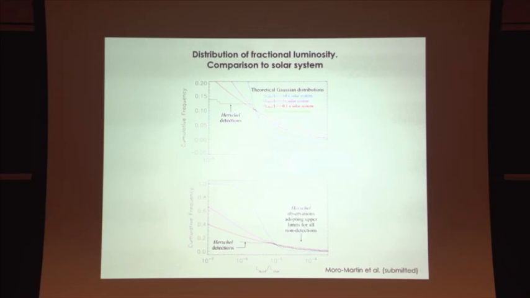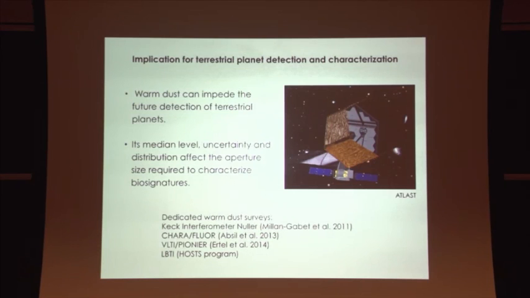The last point that I wanted to make is that this is interesting in the context of the search for planet detection and characterization, because warm dust is a contaminant. It doesn't allow you to detect the planet and try to characterize biosignatures. So the amount of warm dust in these systems is one of the parameters that define the aperture size you will need for a telescope to be able to characterize and detect biosignatures around terrestrial planets. So having a knowledge of how much dust is in these systems is interesting from this point of view.